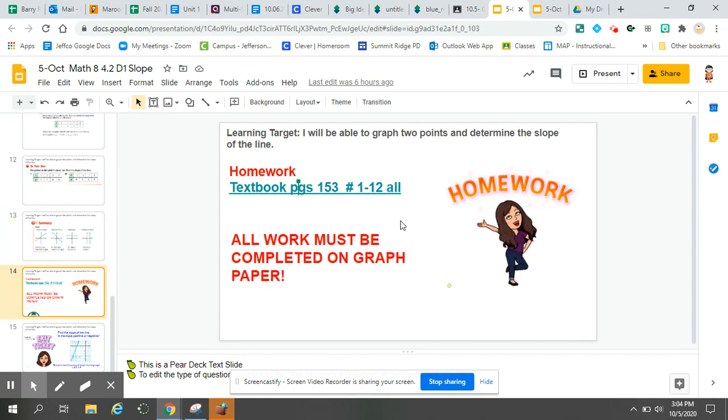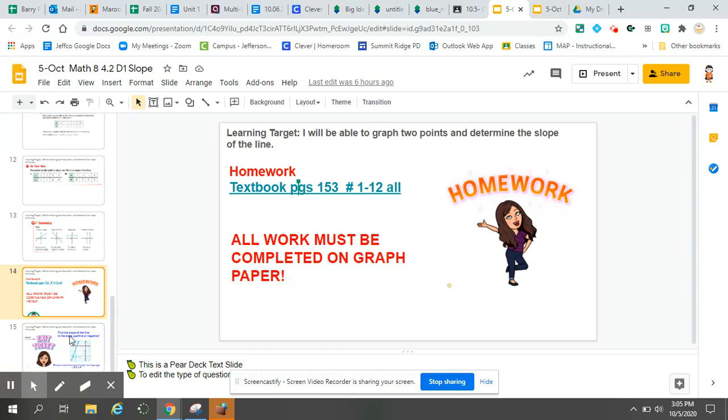Here is tonight's homework. Try to get as much as you can done. If you can't get it all done, we could finish it tomorrow. Again, Tuesday. All work now needs to be completed on graph paper. We are no longer using lined paper. So you need to go out and buy some graph paper because the rest of this unit is going to be on graph paper.